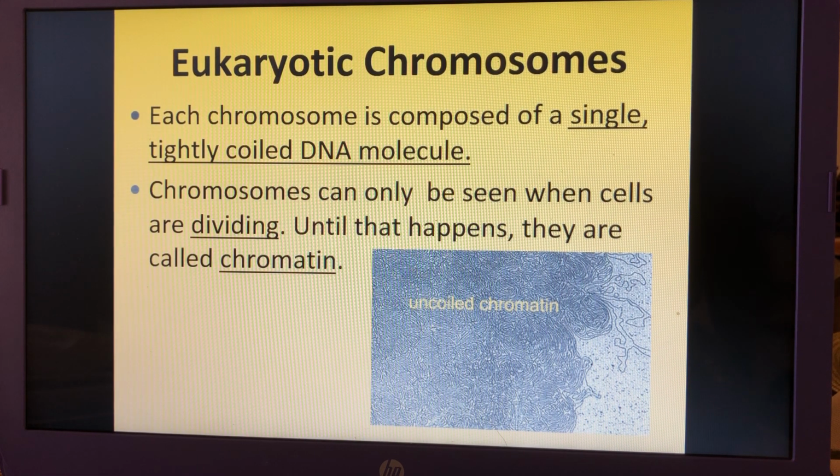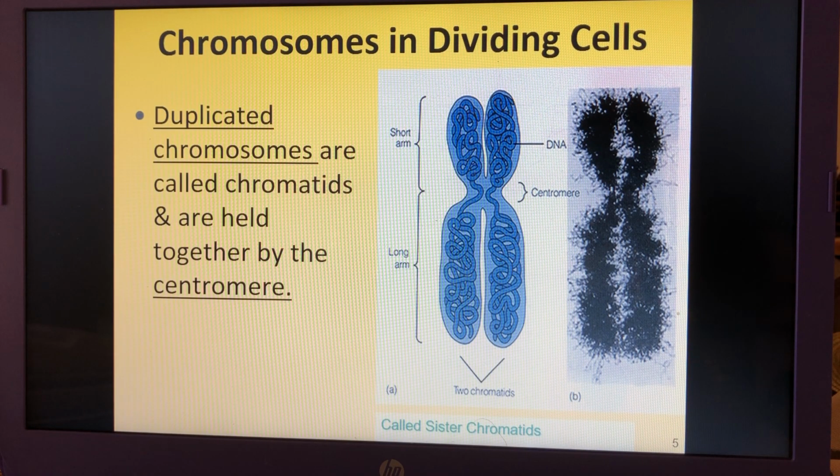Chromosomes can only be seen when cells are dividing. Until that happens, they are called chromatin, because it's not formed in any way. It's just sort of scattered within the nucleus. But as it goes through the cell division, it condenses in these chromosomes, and we see that for the first time in the cell division process.